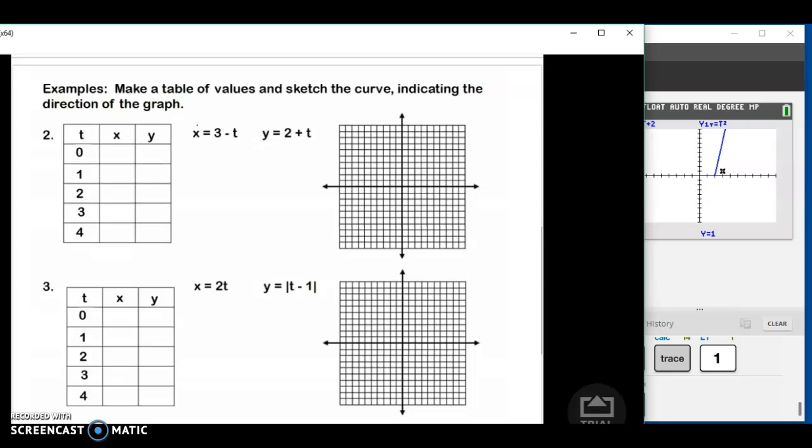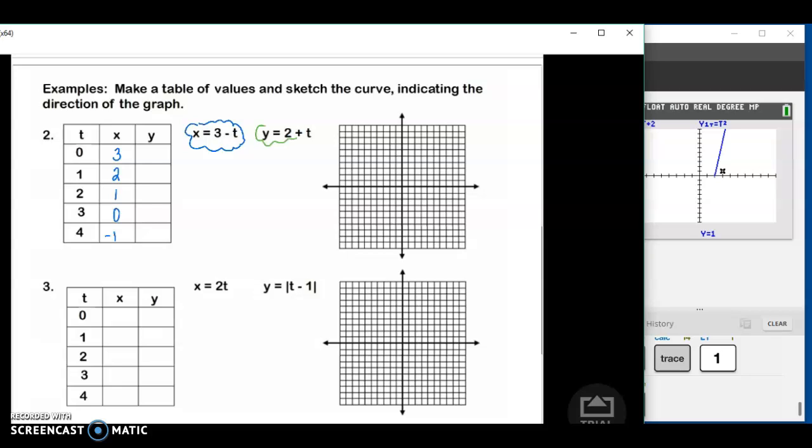So if we do our x value, it's 3 minus t. So 3 minus 0 is going to be 3. 3 minus 1 is 2. 3 minus 2 is 1. 3 minus 3 is 0. 3 minus 4 is negative 1.